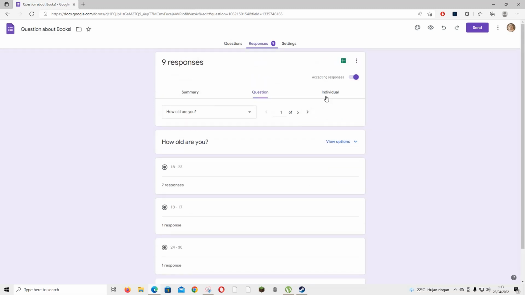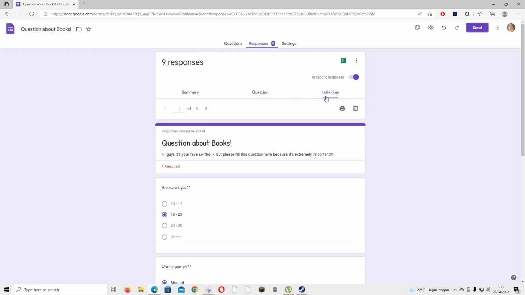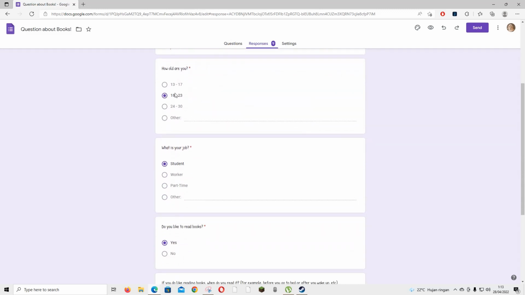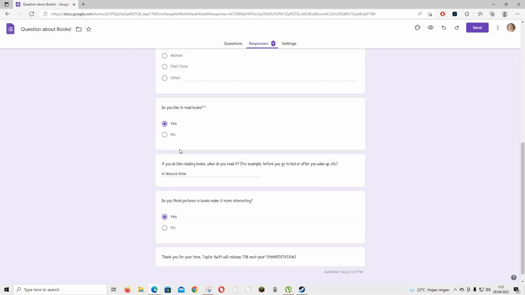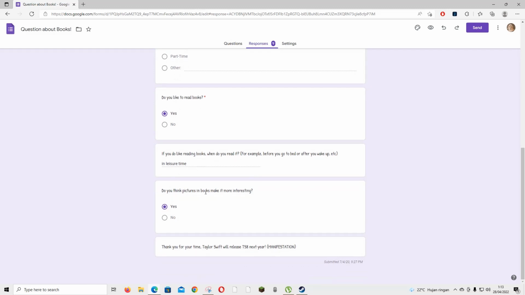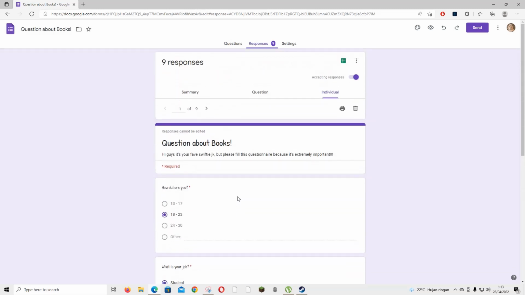And you can also view them one by one, like individually. So for instance, you want to see like what one person has said about them. So like, how old are you? 18 to 23, you're a job student, do you like to read books? When you read it, leisure time, and do you think pictures and books make it more interesting? And they said yes. And that is basically it.